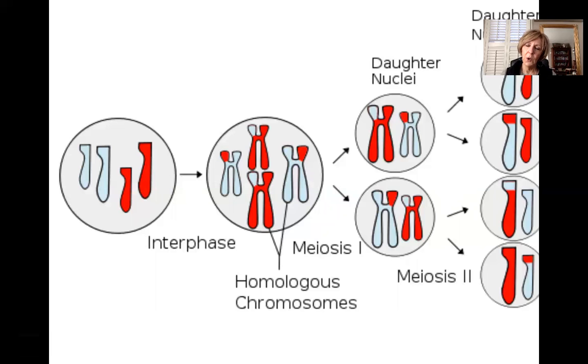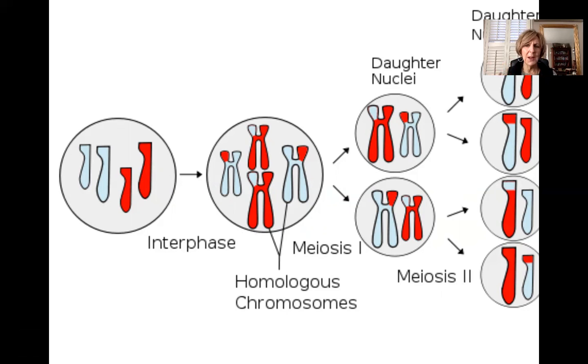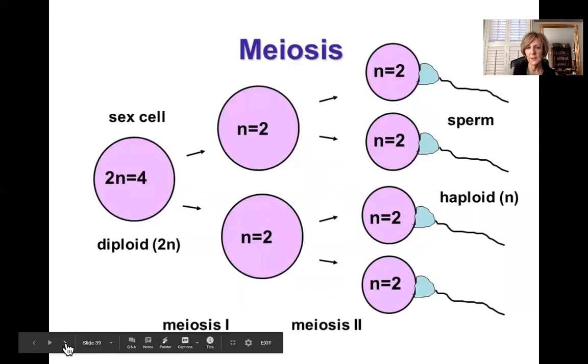The other thing that we're going to see happen is that we're going to get some combination and exchange of genetic material. That is a huge part of meiosis. It's called crossing over, and it only occurs during meiosis 1. If you looked at meiosis 2, and I'll show you this in just a minute, it looks just like mitosis. If you didn't see any of this going on, meiosis 2 looks just like mitosis.